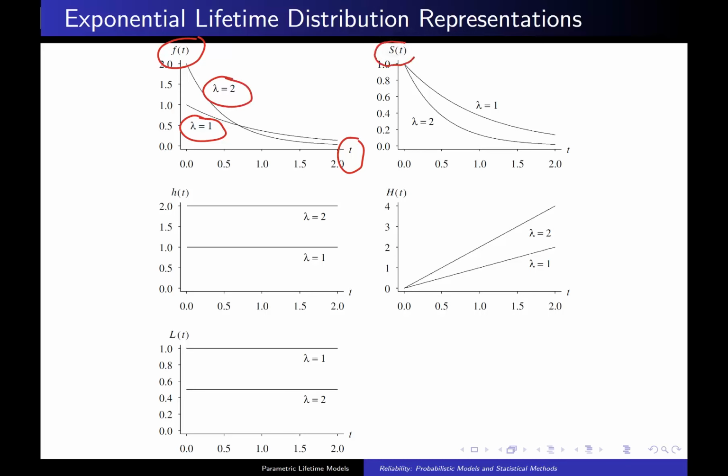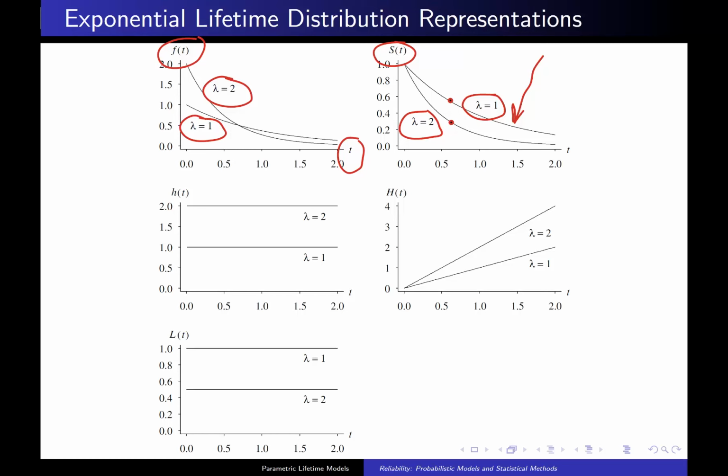The next one is the survivor function, and it won't surprise you that the survivor function associated with lambda equals 1 is higher than the survivor function for lambda equals 2. If we have a failure rate, and let's just use hours here, of 1 failure per hour versus a failure of 2 failures per hour, we would assume that the item with 1 failure per hour will always have a higher survivor function, so that should not be surprising.